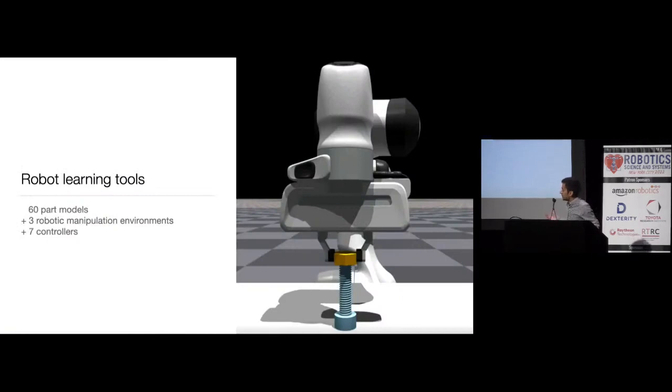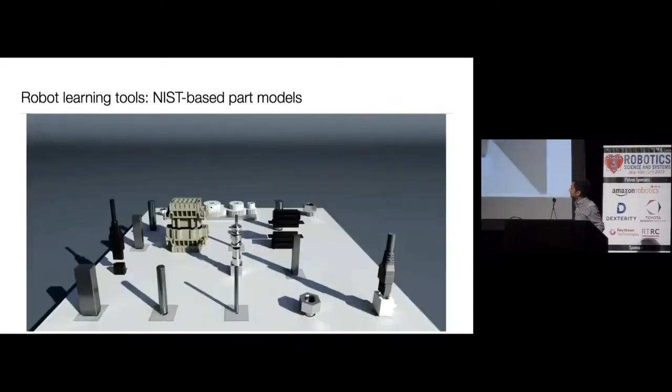I'll now discuss our robot learning tools, which consist of part models, robotic manipulation environments, and controllers in Isaac Gym. We provide 60 high-quality part models that were designed based on international standards or designs sourced directly from manufacturers. This includes all rigid parts on the NIST task board, as well as dimensional variations.